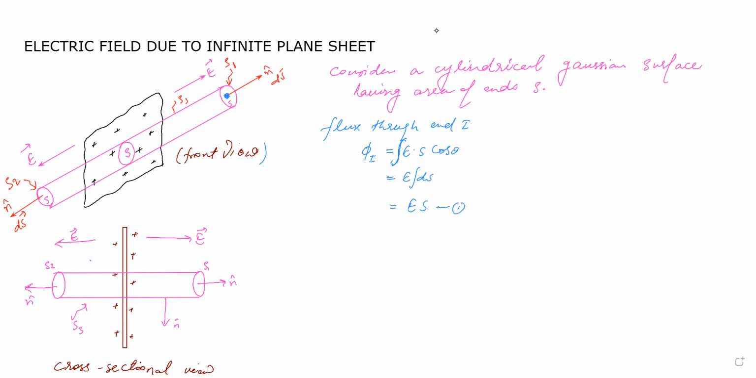Similarly, what will be the flux through end 2? For end 2, your flux once again will be the same. Phi 2 is integration of E dot ds. E dot ds cos theta. E can be taken outside the integration of ds. Theta is again 0. Finally, you get E into S. This is your equation number 2.